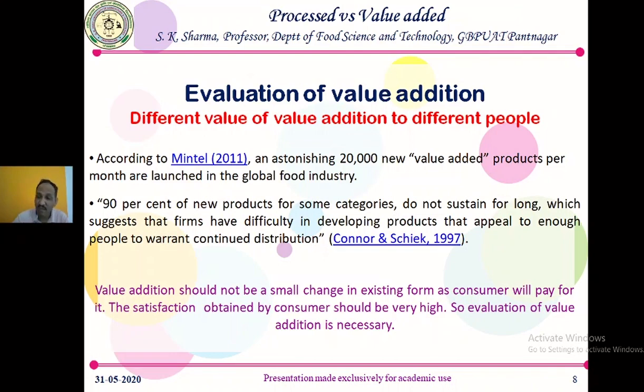They don't survive. Value addition needs some kind of innovation, modification, alteration, improvement, enhancement. So 90% of the time these products in so many categories don't sustain for a long period of time, and the firms have difficulty in developing products that appeal enough to the consumer to warrant continued distribution. So whenever we charge some extra amount for the value which has been added, it should be evaluated first, and then only the prices are to be fixed. Otherwise the product is not going to survive in the market. So that's very important.